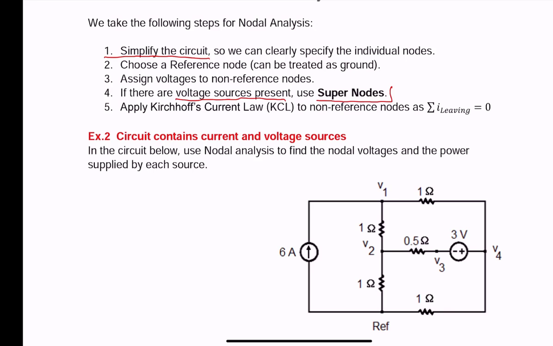And with voltage sources for nodal analysis, we have to use supernodes. As I mentioned several times in the first video, the best version of Kirchhoff's current law is to use summation of currents leaving a node equal to 0.